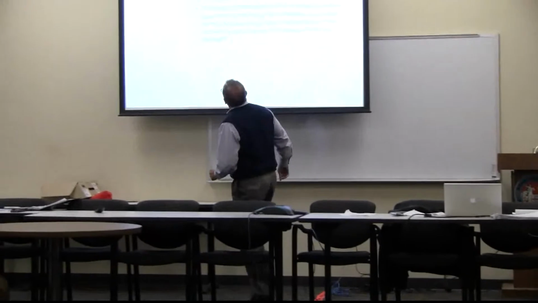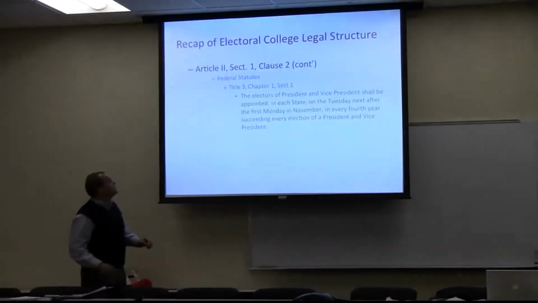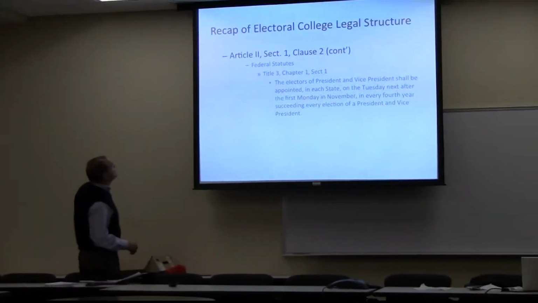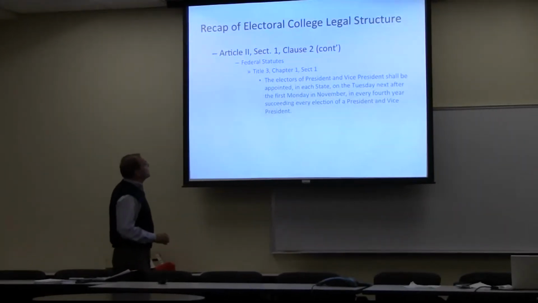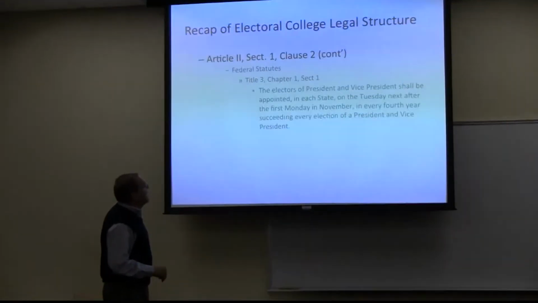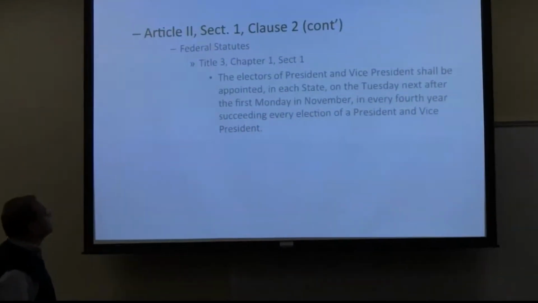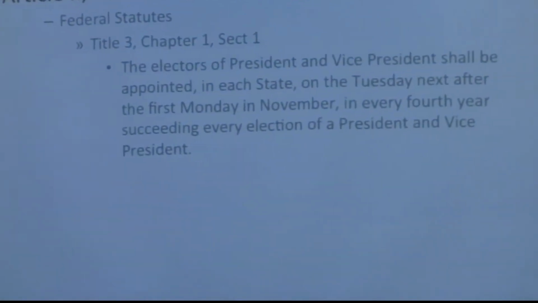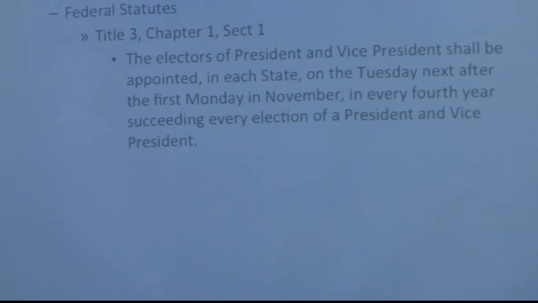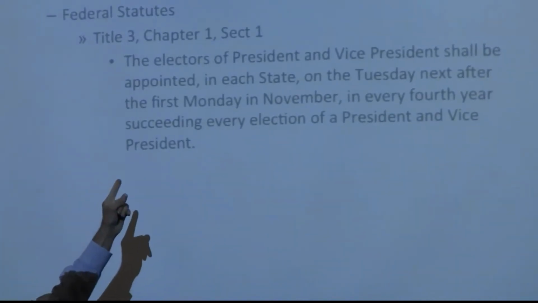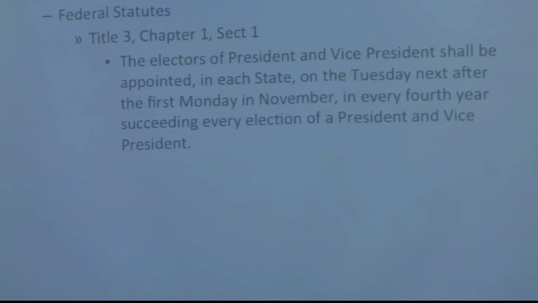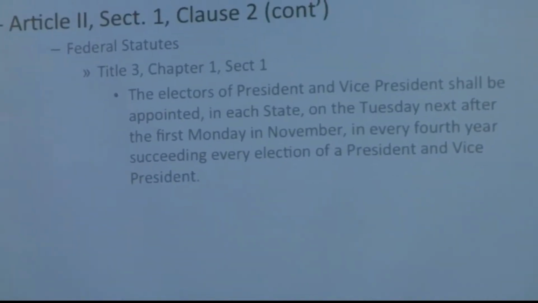And then federal, continuing with Article 2, Section 1, Clause 2, Federal Statutes, Title 3: the electors of President and Vice President shall be appointed in each state on the Tuesday next after the first Monday in November in every fourth year succeeding every election of President and Vice President. So this should look very familiar. We've talked about this before. This is Election Day. This is when we all go to the polls in November and vote for President.